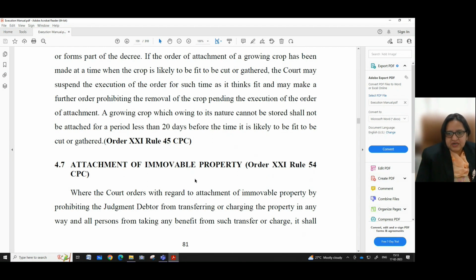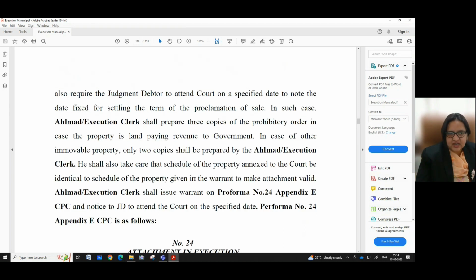Attachment of immovable property, Order 21, Rule 54, CPC. Where the court orders with regard to attachment of immovable property by prohibiting the judgment debtor from transferring or charging the property in any way and all persons from taking any benefit from such transfer or charge, it shall also require the judgment debtor to attend court on a specified date to note the date fixed for settling the terms of the proclamation of sale.